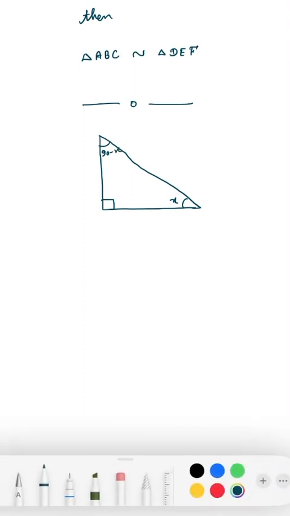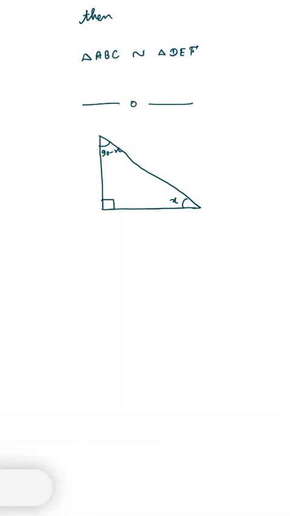Now, in order to demonstrate the concepts that we have learned on similarity, let's have a look at one example. We will take one right angle triangle. This angle is 90 degrees. Let's say this angle is x. Now if this angle is x, then this will have to be 90 minus x, because the sum of all the angles in a triangle is equal to 180 degrees.